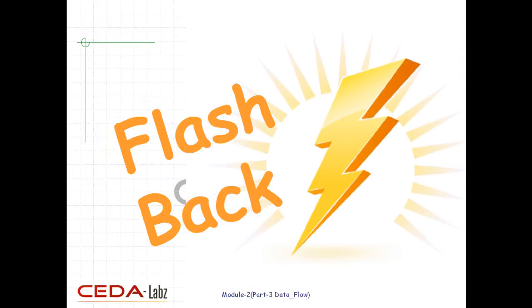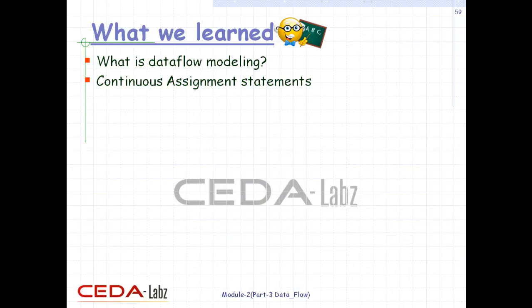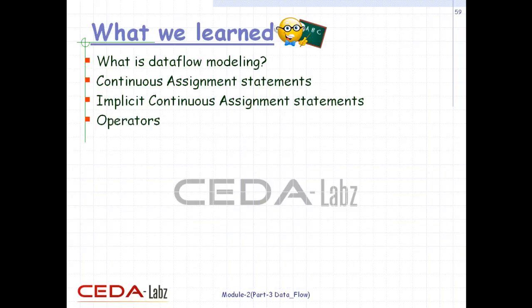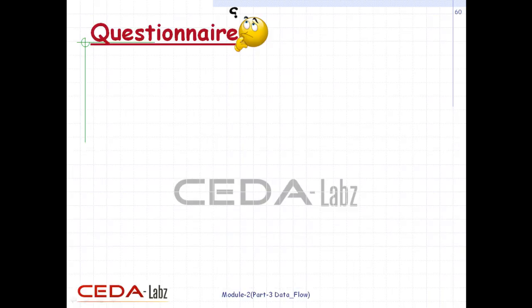Come on, let's move into the flashback. So far we learned about the next level of abstraction, that is, data flow modeling. One of the main constructs used in data flow modeling is the continuous assignment statement. Another kind of statement is called the implicit continuous assignment statement. We learned different kinds of operators: arithmetic, logical, relational, equality, bitwise, reduction, shift, concatenation, replication, and conditional. We studied 3 types of delay in data flow modeling: regular assignment delay, implicit continuous assignment delay, and net declaration delay. Then we did some examples in data flow modeling using the concepts and operators we studied so far. Some questions for you. I hope you'll be able to answer them.